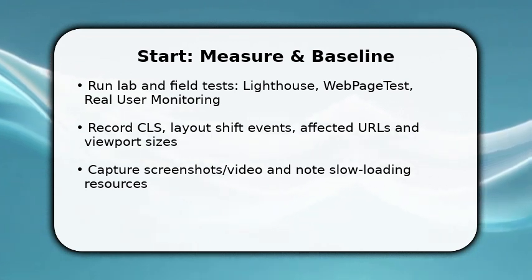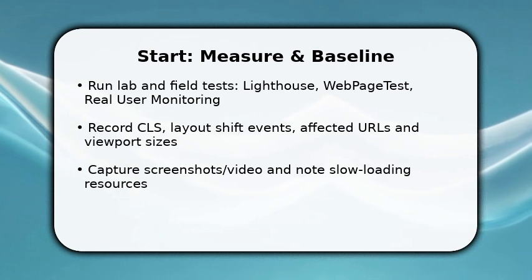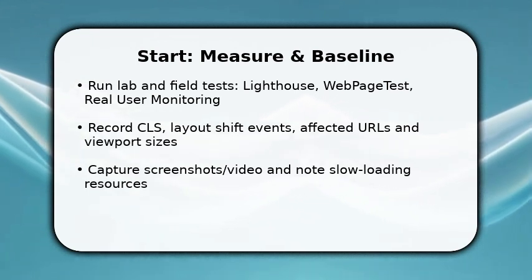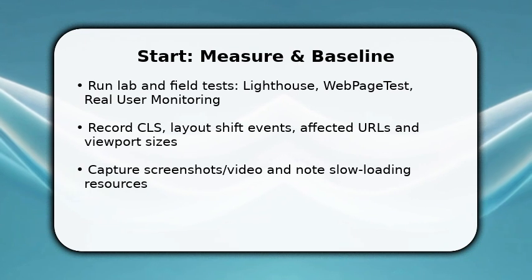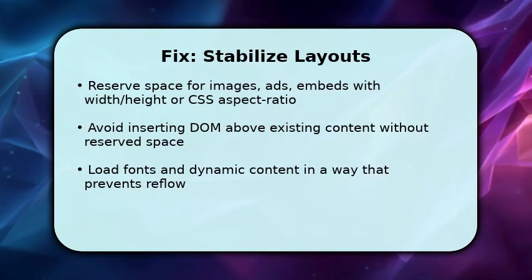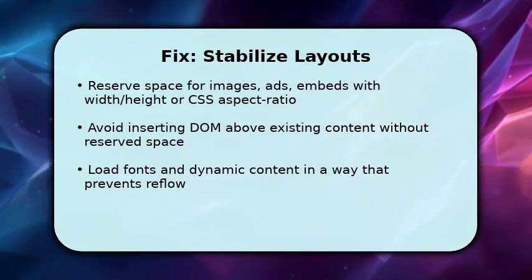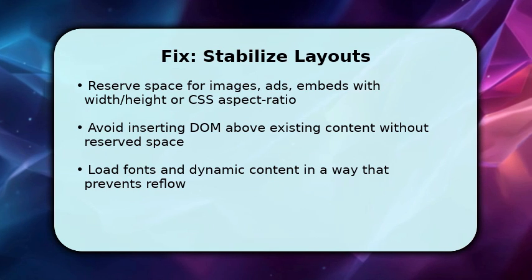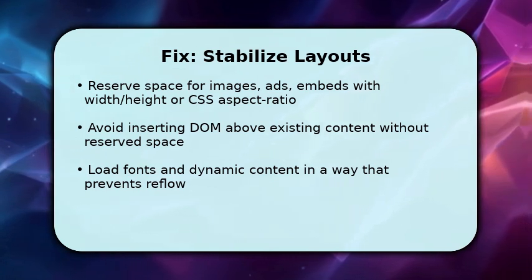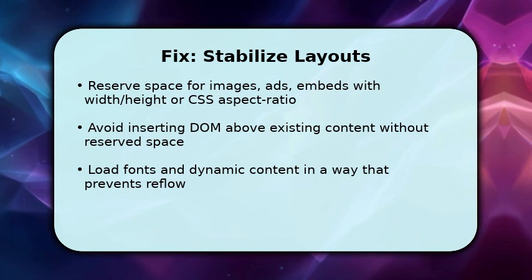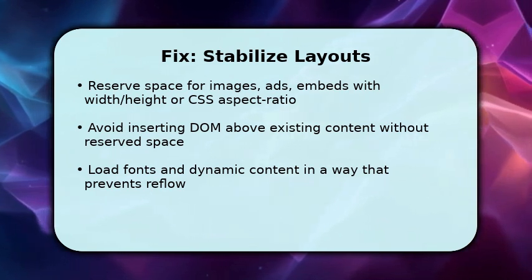Once done, prioritize pages by impact and frequency, and make a short, actionable list of top 3 shift-causing elements to fix first. You now fix the middle. Reserve space proactively. Add width/height attributes or CSS aspect ratio to images and video containers so the browser can allocate layout space before resources load.